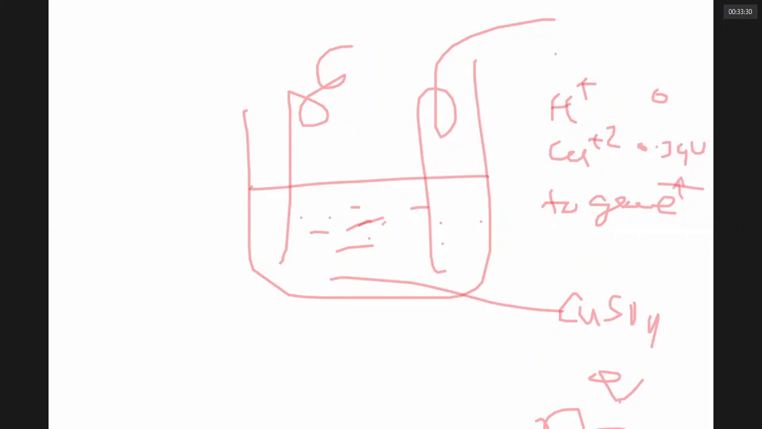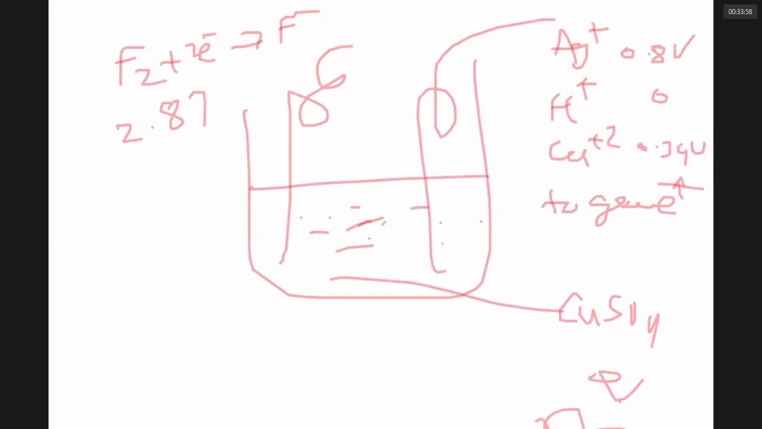Suppose I put some silver ions, who will gain the electrons first? Silver ions. Suppose I bubble fluorine gas, who will gain electrons first? Fluorine. Whoever has the highest SRP will gain electrons first, and whoever has lower SRP will lose electrons first at the anode.